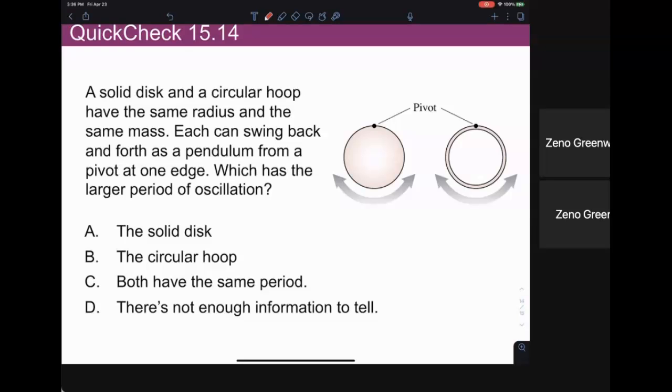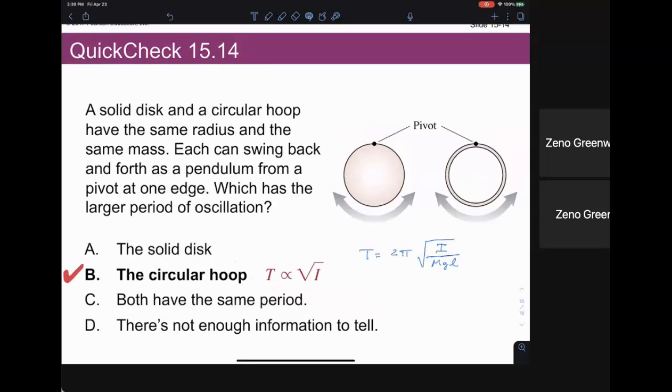In Quick Check 15.14, a solid disc and a circular hoop have the same radius and the same mass. Each can swing back and forth as a pendulum from a pivot at one edge. Which has a larger period of oscillation? The solid disc, the circular hoop, both, or there's not enough information to tell? The hoop has a greater moment of inertia, and the period of oscillation is proportional to the square root of the moment of inertia. So the circular hoop will have the greater period.